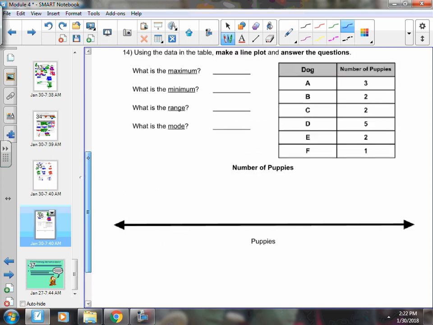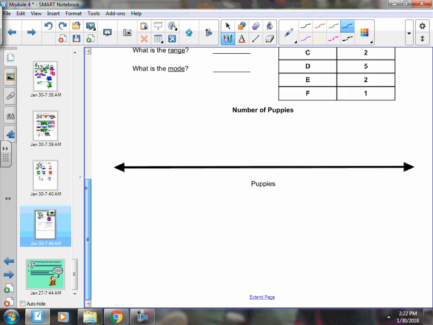Our smallest number is 1. Our biggest number is 5. So we could start at 1, end at 5. Halfway between 1 and 5 would be 3. Halfway between 1 and 3 is 2. Halfway between 3 and 5 is 4. So cutting things in half is a nice way to make them nice and even.